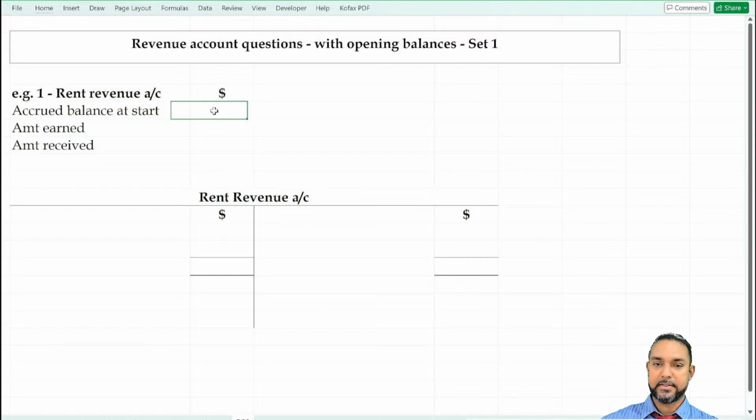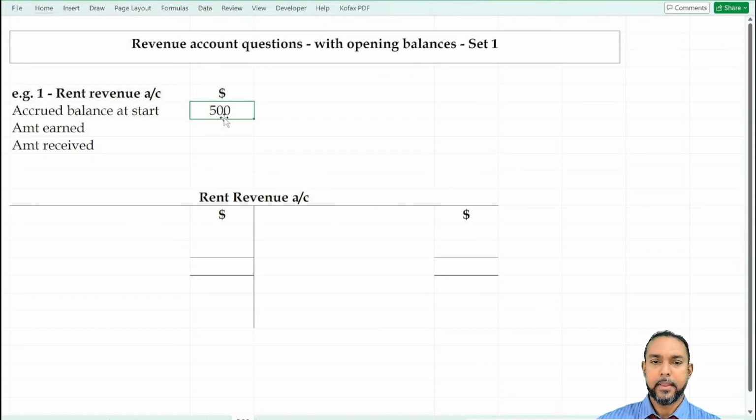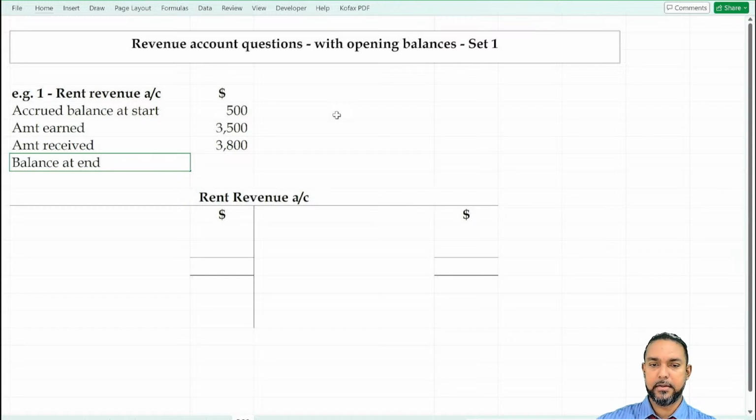Right, so accrued balance at start. So let's say, so as we said, an accrued portion is something left either unpaid if it's an expense or unreceived if it's a revenue. So what's happening here is that somebody owes us, let's say, easy figure, 500. We're going to start out with 500, right? Okay, yeah. And let's say the amount earned for rent revenue is 3,500. And let's say the amount received is 3,800. Right? So balance at end.